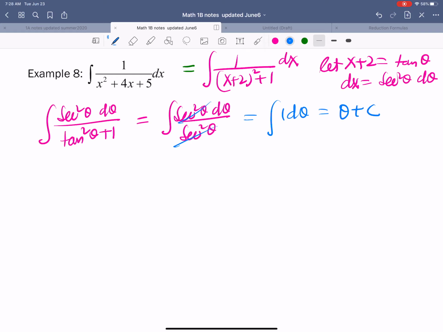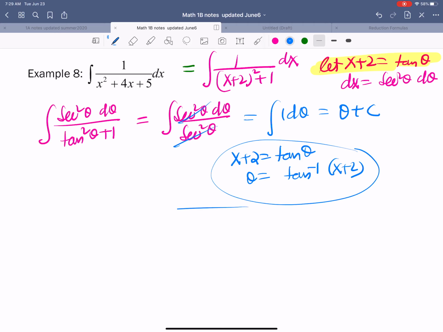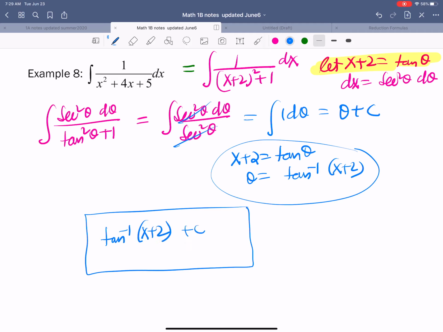Now what is theta equal to? Go back to the relationship that we had in the beginning. We did let x plus 2 be tangent theta. We can say theta is tangent inverse of x plus 2. We're going to use this relationship, and our integral will evaluate to tangent inverse of x plus 2 plus c when I plug the theta back in there. Okay. Let's check out the next example.